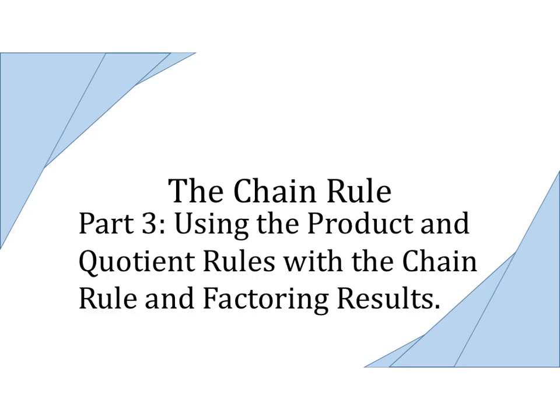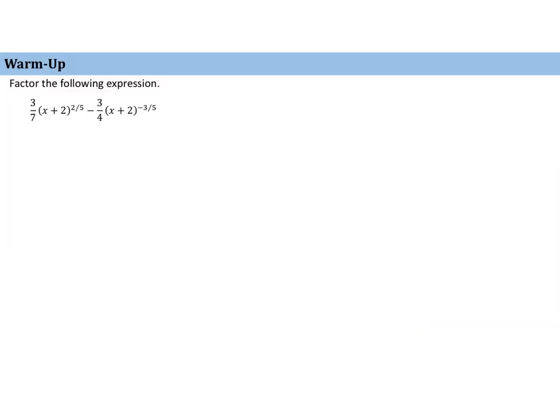In this video, we will build on the previous two videos on the chain rule. We will start by looking at applying the algebra skills of factoring to a more complicated expression. Then, we will look at differentiating functions that require the application of the product rule or the quotient rule along with the chain rule. To begin, we will look at factoring an expression that is more complicated than you would have seen in a traditional algebra class, but we'll use the same techniques that you developed there.